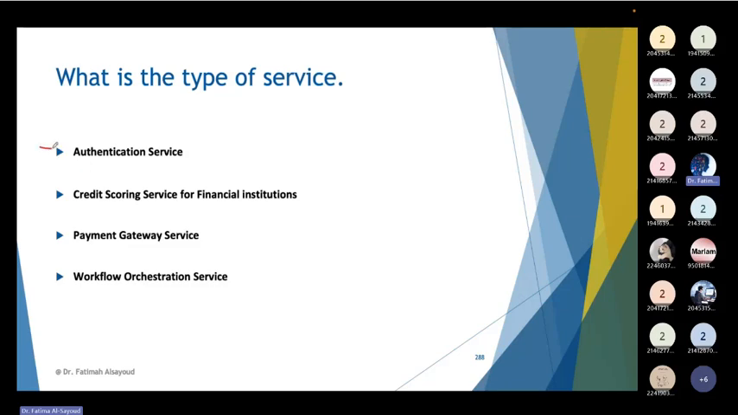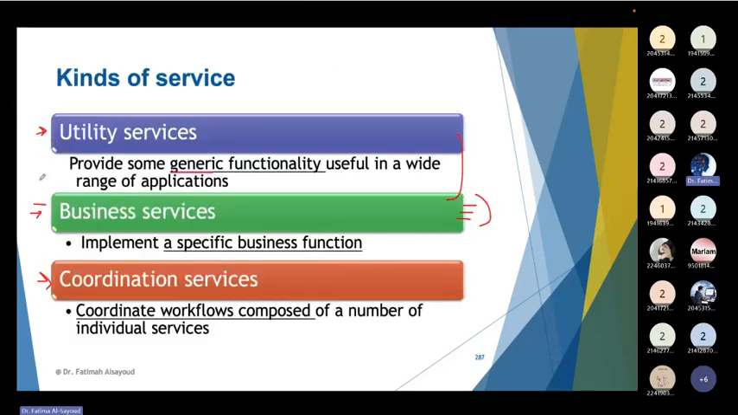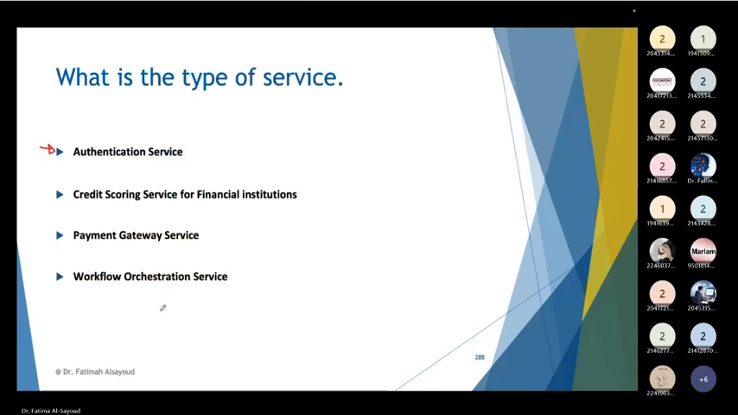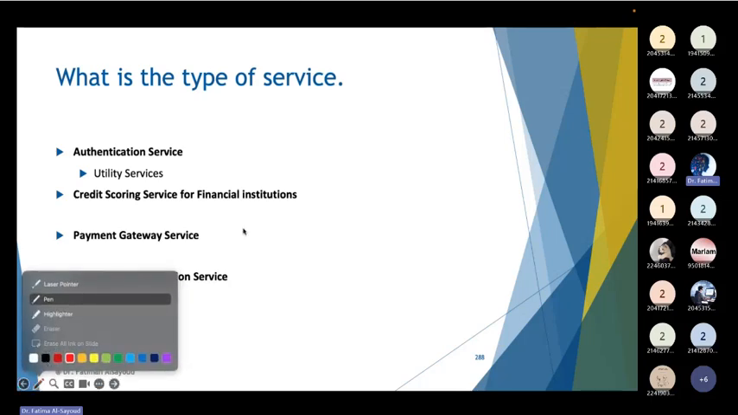Authentication services, عملية التحقق من بيانات المستخدم. It is going to be utility. I just need the first letter: U, B, utility, or C. إيش راح تكون؟ Utility. Utility. Okay. I just need to make sure إن هم ما يطلعوا كلهم مع بعض. Okay, so yes, utility. ليش utility?